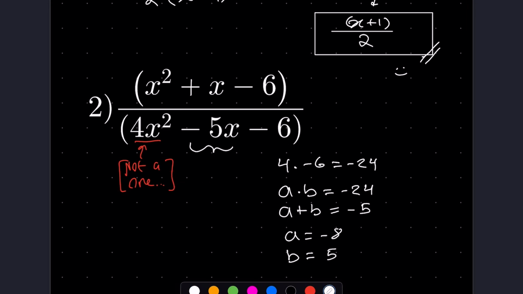So now what we're going to do is break that -5x into these two: -8x plus 3x, which again gives you the -5x. Why do we do this?